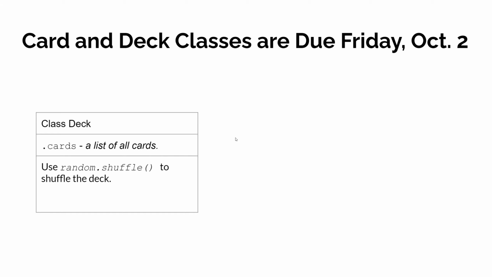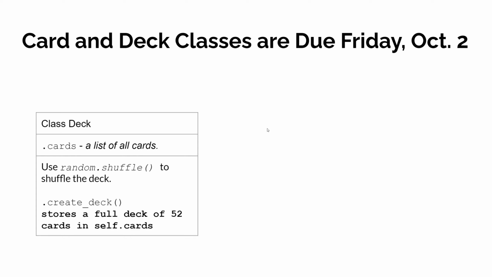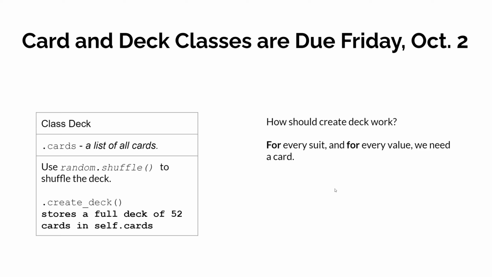Okay? And then you should use random.shuffle to shuffle that deck. Create deck can be a method associated with the class, or it can be a helper function. But no matter what you're doing, whether it's with the deck class or a helper function, it needs to store a full deck of 52 cards back into self.cards. You're thinking, how do I make a deck of cards? How do I create the 52 cards in the deck? It's a tough question. I'm going to give you a big hint. For every suit and for every value, we need a card. You can have a for loop inside another for loop.